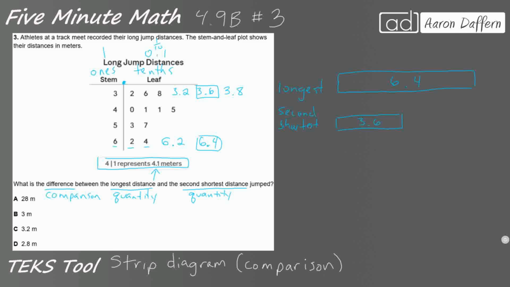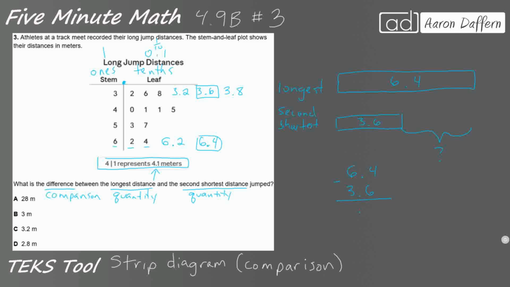And so when we're looking for the difference, what we're looking for is, when we compare the two, what's the gap? That's what we're trying to find right there. And so we can use subtraction. Difference kind of lets us know that's the answer to a subtraction problem. We need to subtract 3.6, or 3 and 6/10, from 6.4, or 6 and 4/10.